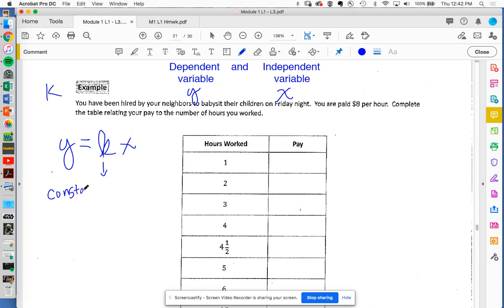Constant of proportionality. Constant proportionality. Now, another name for that is a unit rate. What is the unit rate? Sometimes you know it, sometimes you got to figure it out.